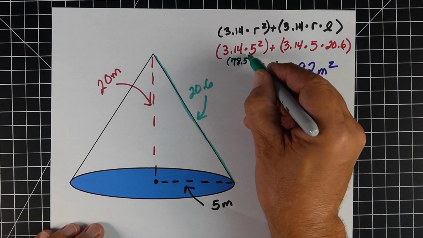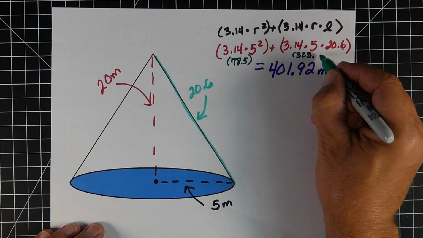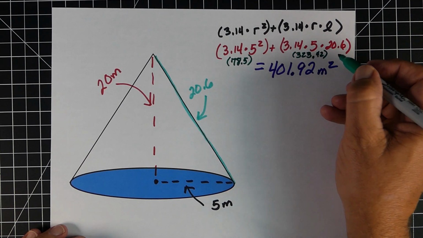Now, I didn't put it on here, but on the left side where the circle is, that would have been 78.5, and on the right side, it would have been 323.42.